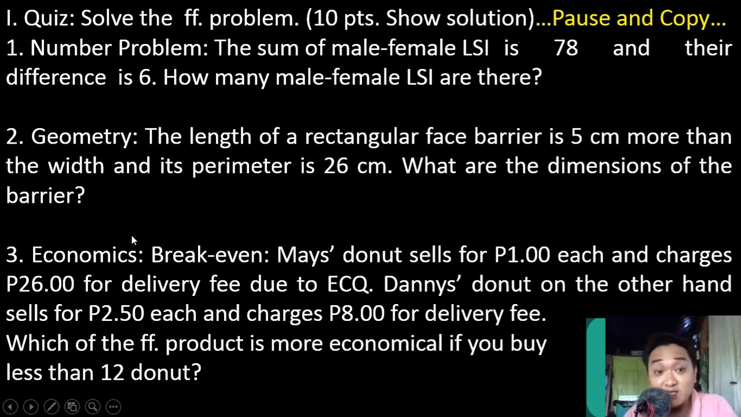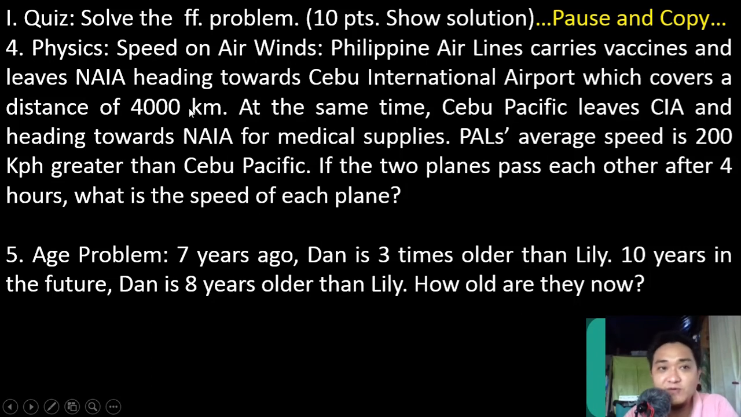And we have number 3. In economics, we have a break-even analysis. Kawangki to nung pang-apat nating example in this video. For number 4, we have a problem under physics, the speed on air winds. Kawangki to nung last example natin. And number 5, we have an age problem. Relative din to dun sa mga number problems na naituro ko po sa inyo so far.